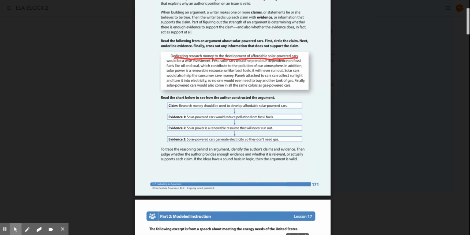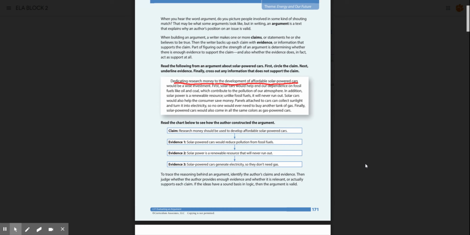All right, I'm down here at the very bottom of the page. It says, to trace the reasoning behind an argument, identify the author's claims and evidence. Then judge whether the author provides enough evidence and whether it is relevant or actually supports each claim. If the ideas have a sound basis in logic, then the argument is valid. So when you are analyzing someone's argument, you look at their evidence and ask yourself, does this make sense? And is it relevant to the claim? Okay, relevant means, is it related to the claim? I don't think that the cars coming in the same color as gas-powered cars is relevant, right? But all the other things, they were relevant.